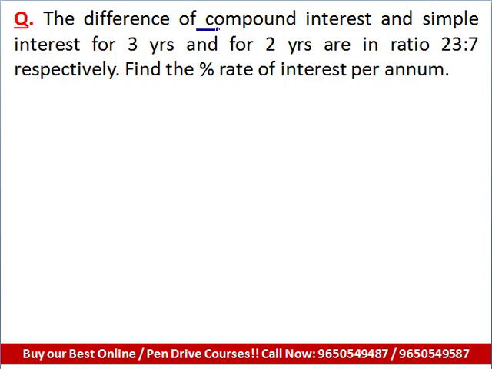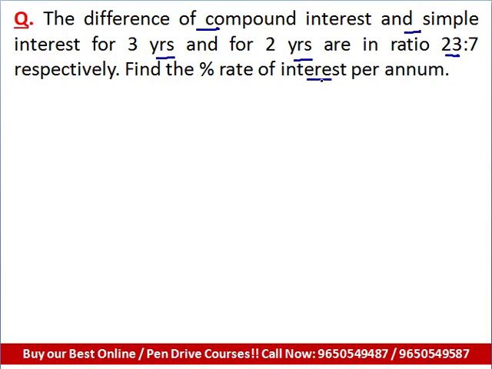It says the difference of compound interest and simple interest for 3 years and for 2 years are in the ratio 23:7. We have to find out the percentage rate of interest. One look at the question and you feel that the data is insufficient. All you have been given is 3 years, 2 years and the ratio. Even the principal has not been given. There are no figures, it seems, that we can work with. So how can we find out the rate of interest?